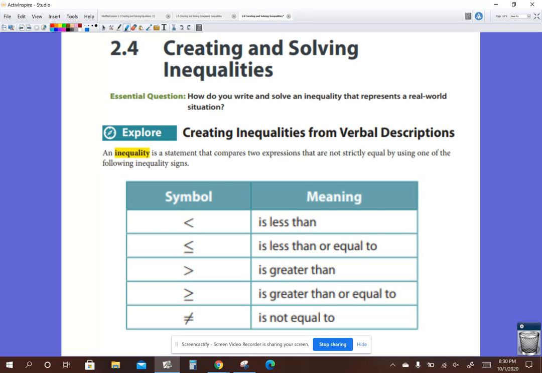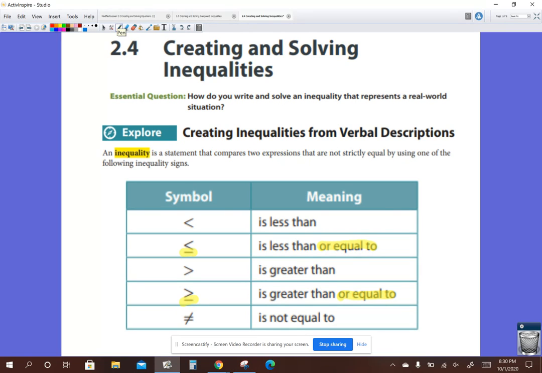Now, something I do want to highlight is the ones that have or equal to. Or equal to are the ones that have the equal sign right underneath. So they have the greater than sign and then or equal to, so it has the line underneath. This one's less than or equal to, so it has the line underneath. So keep that in mind.